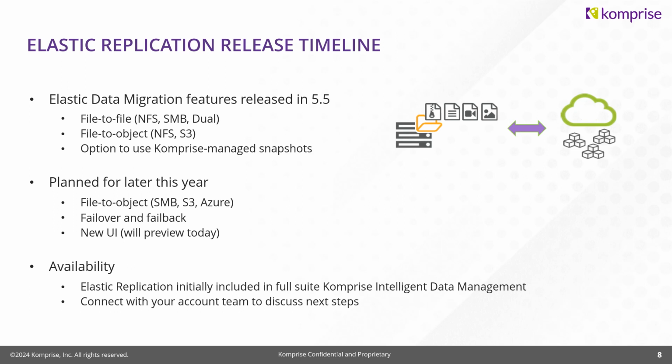What we're planning for later this year is expanding that capability to be a full replication set. The file to object currently only supports NFS to S3. We're going to build that out to also support SMB to S3. And then another very popular object storage format is Azure, so we'll add support for Microsoft Azure blobs as well. Failover and failback are very important features for a replication capability. We have already designed that and we're looking to implement it.